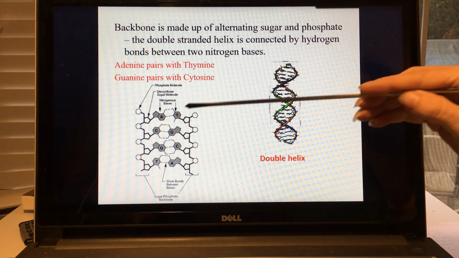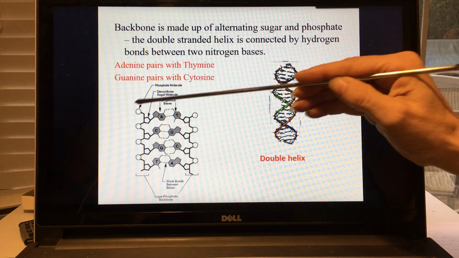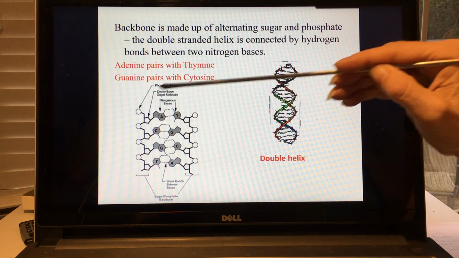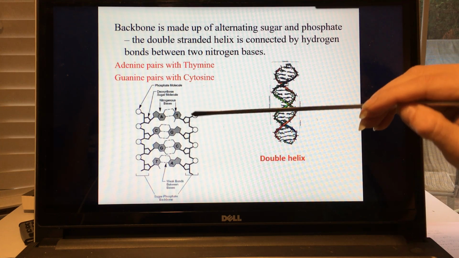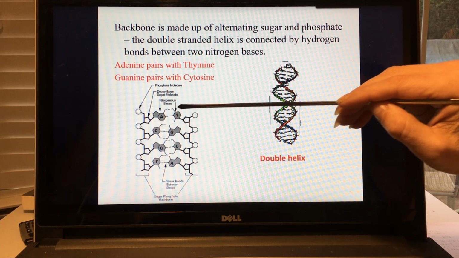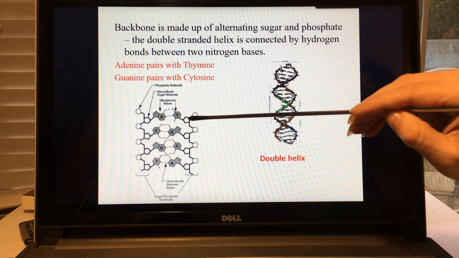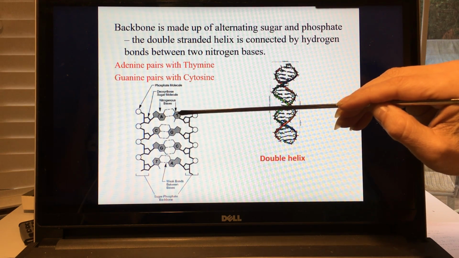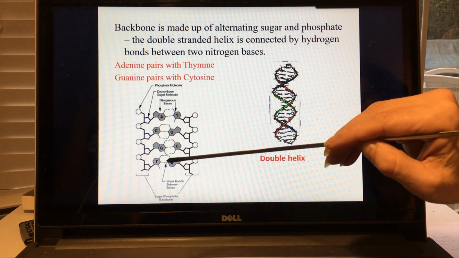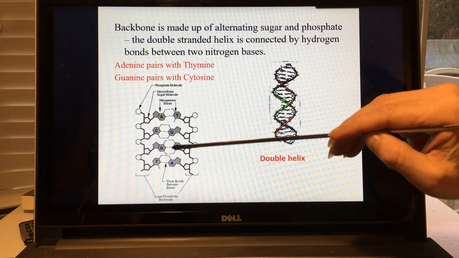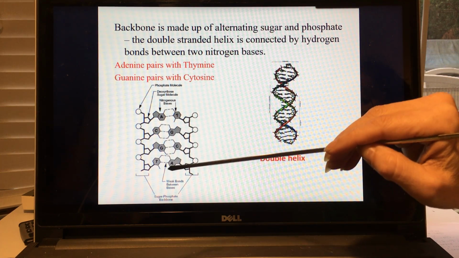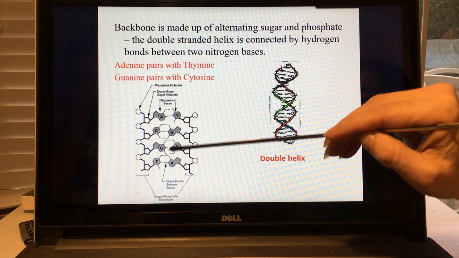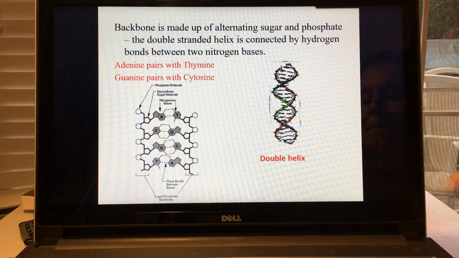So again, this whole thing here is the sugar-phosphate backbone. And we have nitrogen bases, we have sugar and phosphate. And one nucleotide would be one sugar, one phosphate, and one nitrogen base. And they are held together by hydrogen bonds, the bases that is, and you can tell that because there is a dotted line between them.